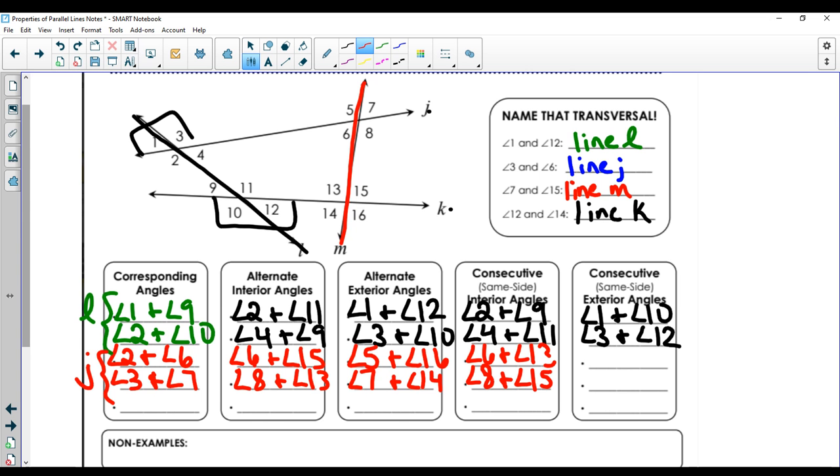Okay, if we switch to red, there's your exteriors. Your same side reds are going to be 5 and 14. Forgot my angle sign. And then angle 7 and angle 16. Okay?